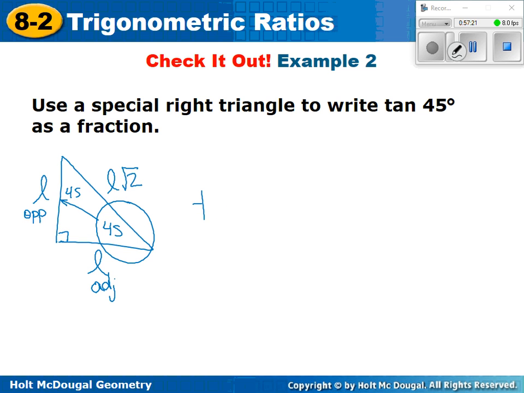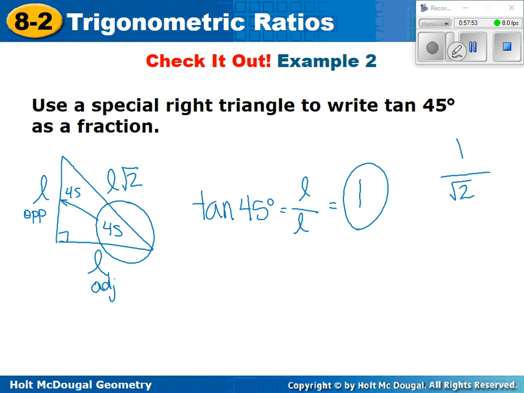So if I do tangent of 45 and it's opposite over adjacent, what am I going to get? L over L. What is L divided by L? 1. If you check it on your calculator, type in tangent of 45, what do you get? 1. Okay, the only thing I want to warn you about, and then we're done, is what if you end up with something like this?